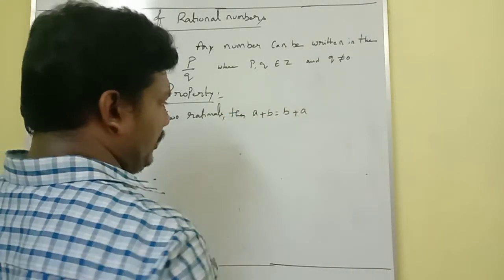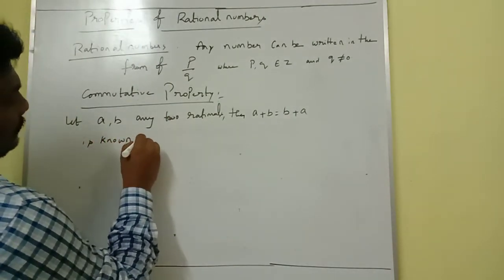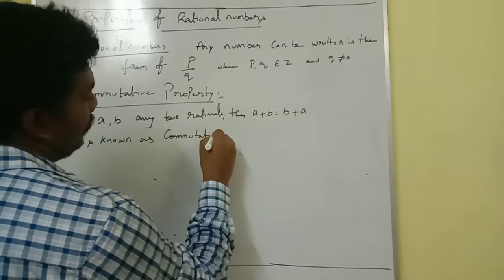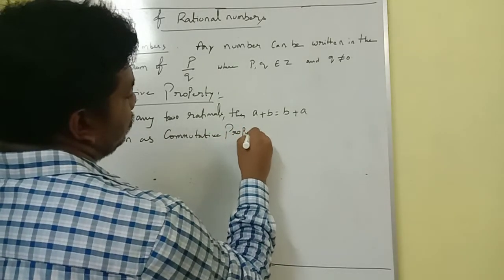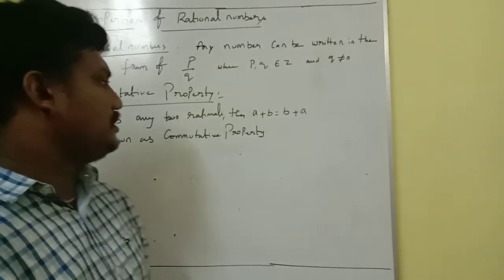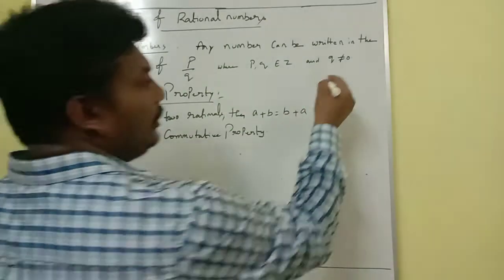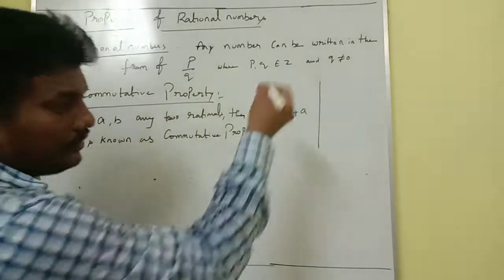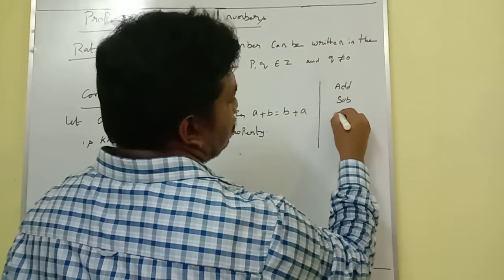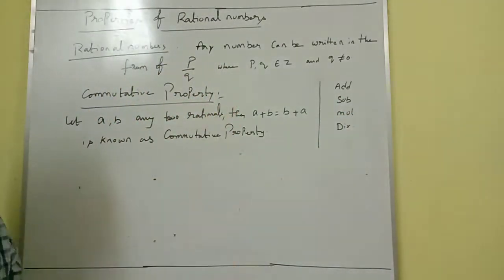Then a plus b is equal to b plus a is known as commutative property. Let a comma b be any two rationals, then a plus b is equal to b plus a is known as commutative property. Here, under commutative property, there are four arithmetic operations: addition, subtraction, multiplication, division.